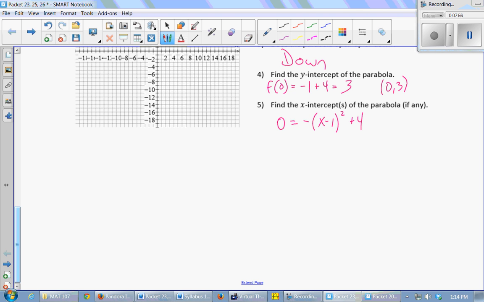I'm going to add this x minus 1 squared to both sides. And now I have something squared equals something squared, so I could square root both sides. So the square root of something squared is the something. Square root of 4 is plus or minus 2. Add 1 to both sides. So positive 2 plus 1 is 3. Negative 2 plus 1 is negative 1.